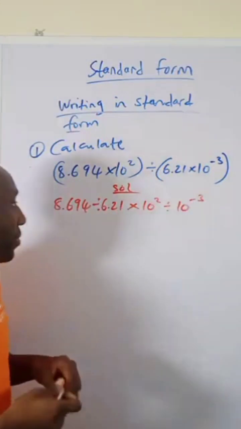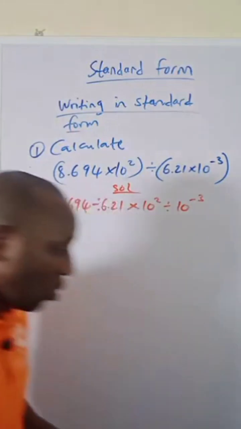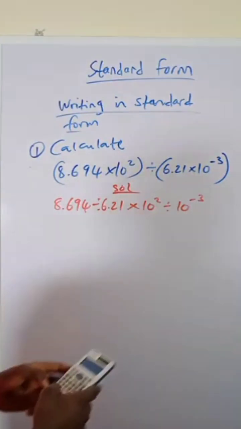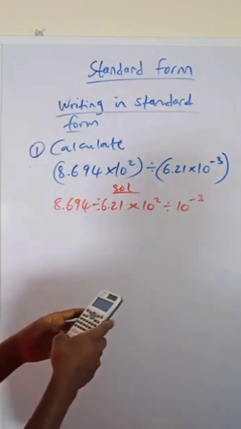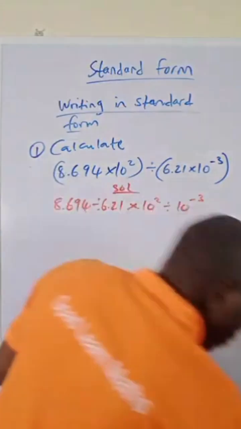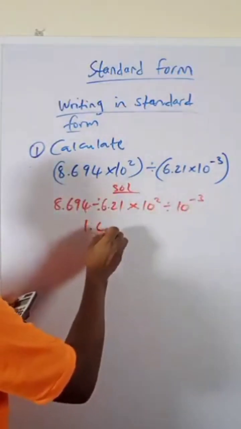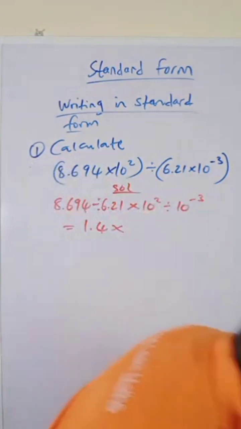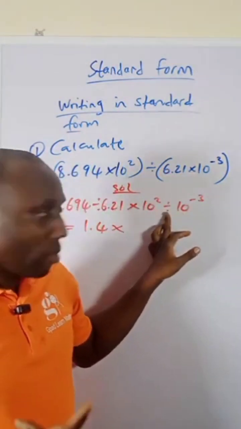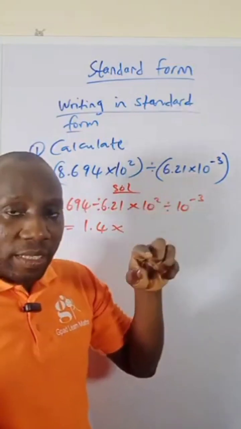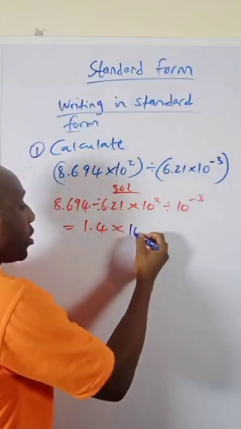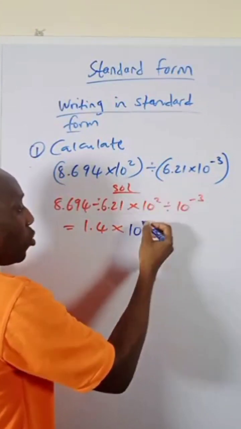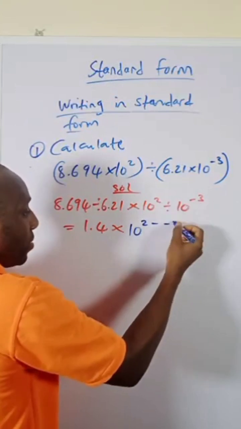Are you seeing that, guys? So I cannot take my calculator and just do this. I'll do 8.694 divided by 6.21. I have 1.4. So this is already giving me 1.4 here. So times what? Let's now use the laws of indices. The law of indices: if you have the same base and you are dividing those numbers, you will subtract their exponents. So this is going to be times 10 raised to the power what? The same base. I'm picking one of the bases, and you now subtract their powers. So this will be 2 minus -3.